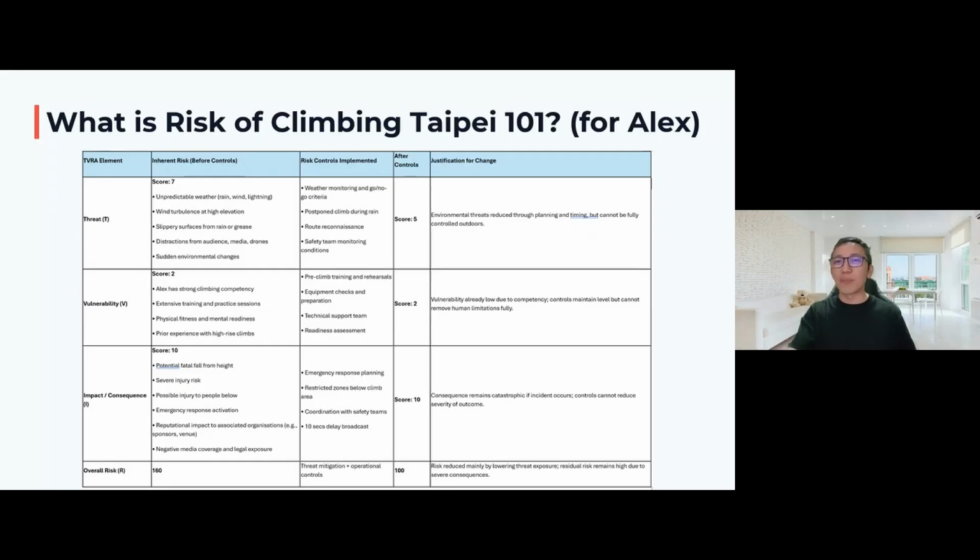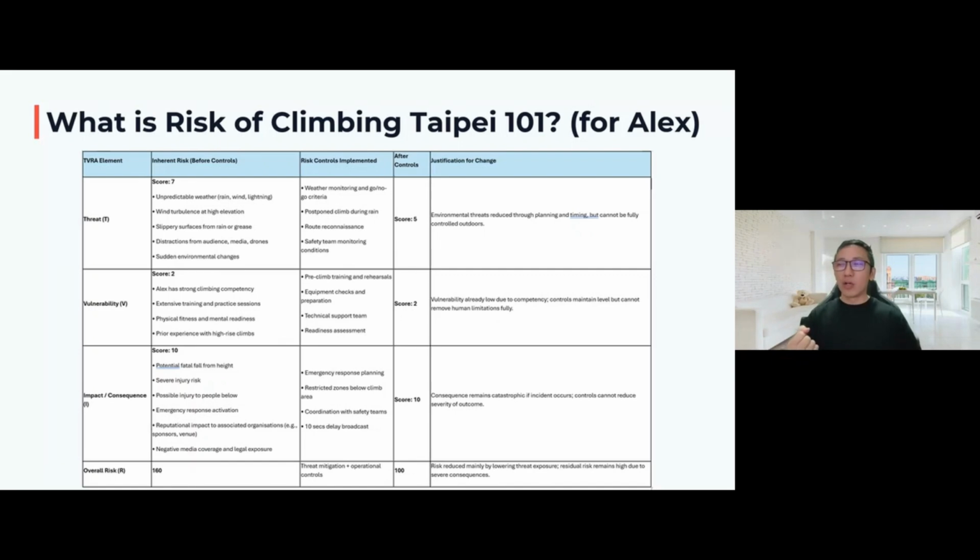So what risk control can be put in place? Of course, they stand by with emergency response and restricted zones. You can see they cordon off the area as a buffer zone. The audience cannot stand right below him. This is for safety reasons, in case he falls.